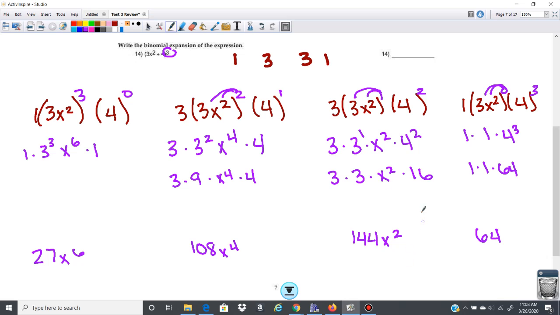Then you have to put your signs in. This is plus. When it's plus, nothing to worry about. It's all positive. When we get to a negative one, we'll take a look at that. But this is your answer. So 27x to the 6th plus 108x to the 4th plus 144x squared plus 64.